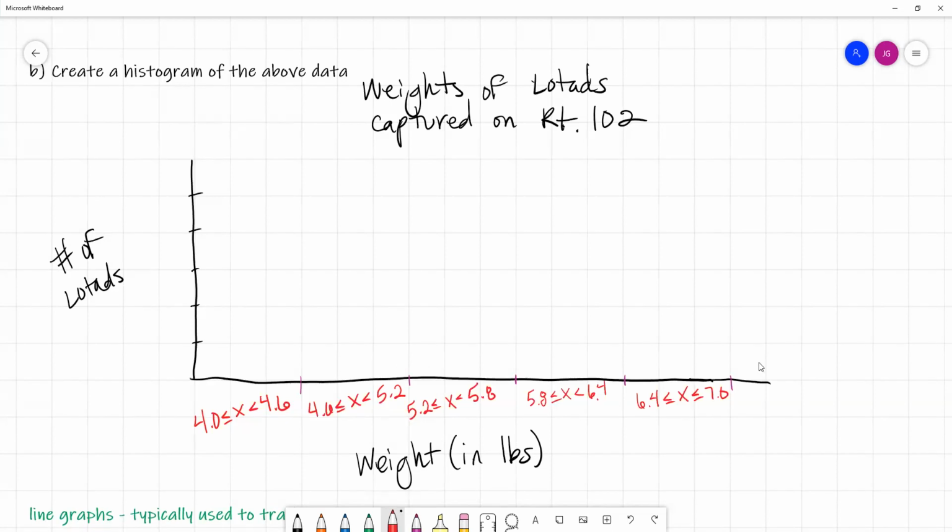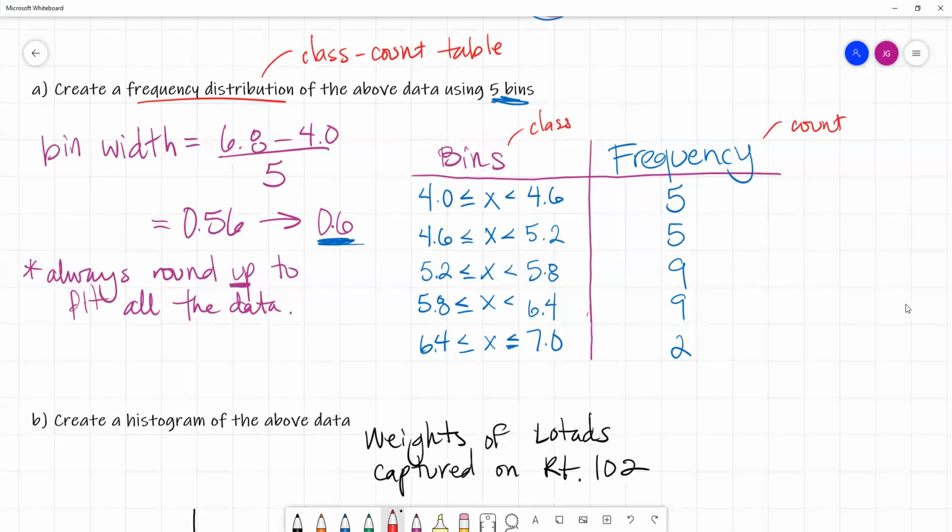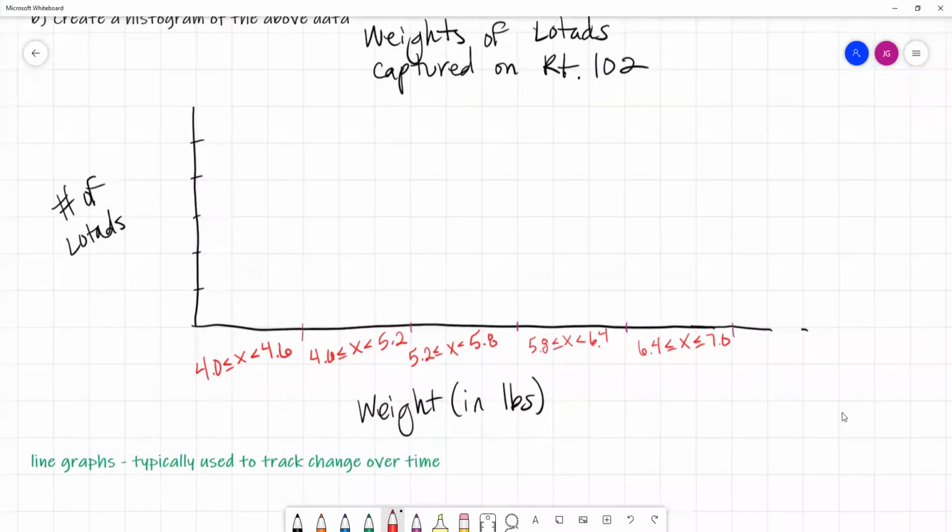One thing I forgot to mention up here, another name for the frequency distribution is a class count table. You're going to see that more often, in my opinion, than frequency distribution. I just wanted to tie it back to how we did frequency distribution in 1.5.1, where another way to think about a bin is a class, and another way to think about the frequency is the count.